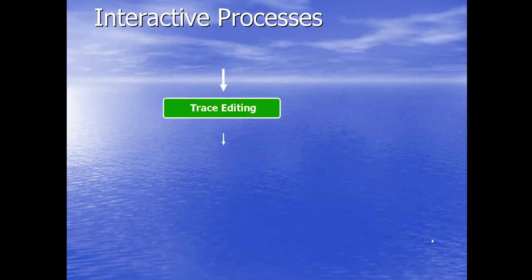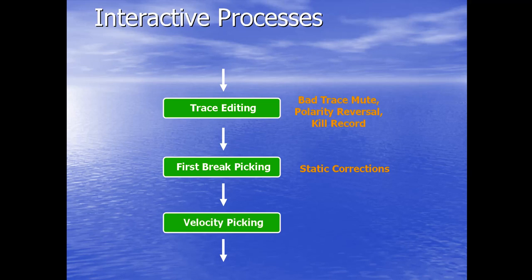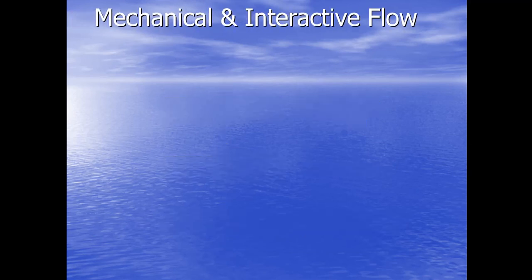The second one is the interactive processes, in which we do trace editing. I will show you in the software what we are going to do: bad trace smoothing, polarity reversal, and kill record. Then we will do first break picking, which is essential for static correction. The third thing we are going to do is velocity picking. It's called NMO correction, normal move out, or dynamic correction as well.